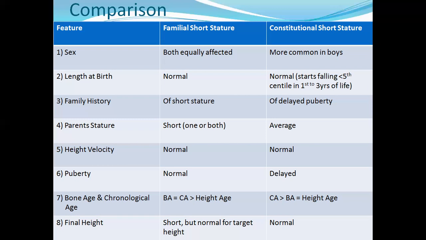Bone age is equal to chronological age. In the case of constitutional, chronological age is more than bone age, and final height is short but normal for target height. In this case of constitutional, it is normal.